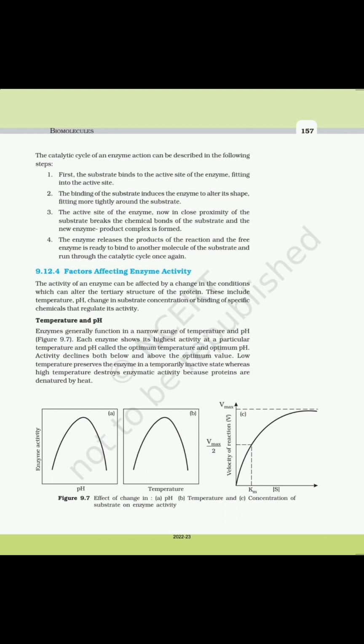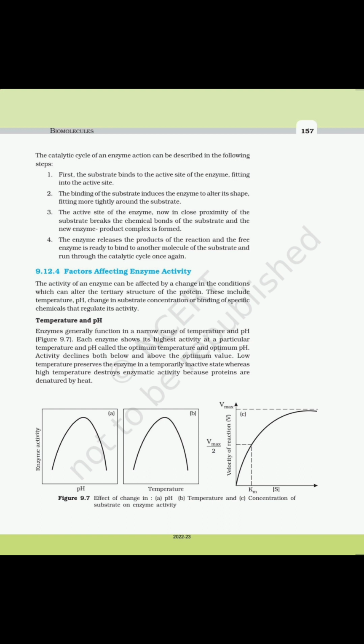1. First, the substrate binds to the active site of the enzyme, fitting into the active site. 2. The binding of the substrate induces the enzyme to alter its shape, fitting more tightly around the substrate. 3. The active site of the enzyme, now in close proximity of the substrate, breaks the chemical bonds of the substrate and the new enzyme-product complex is formed. 4. The enzyme releases the products of the reaction and the free enzyme is ready to bind to another molecule of the substrate and run through the catalytic cycle once again.